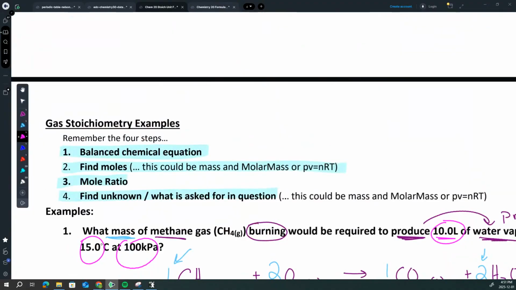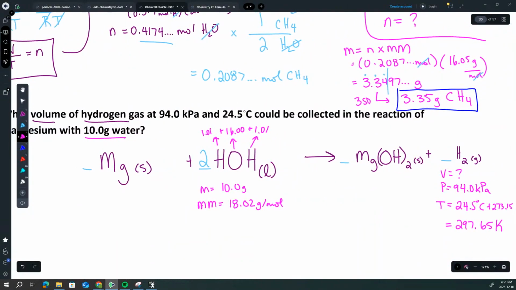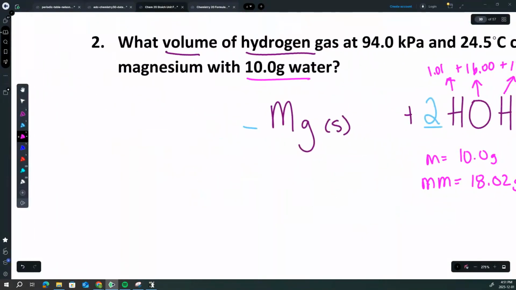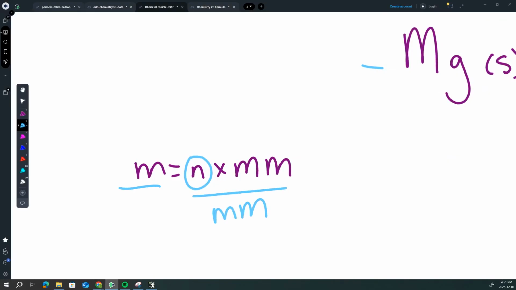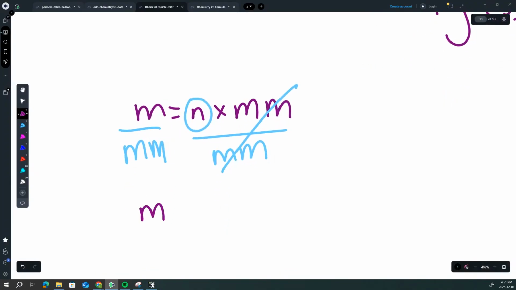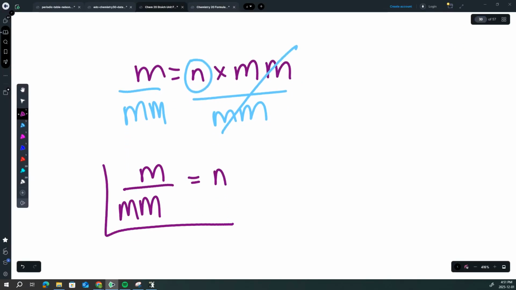Step 2, we need to find the moles of our given substance. So in this case, the substance we have the most information for is going to be water. So let's start off. We have mass is equal to moles times molar mass. Okay, but we want to find moles. So molar mass is multiplying moles, so we have to do the opposite, which is division. Those are going to cancel out. So then we get mass divided by molar mass is equal to moles. That's going to be our formula that we use.